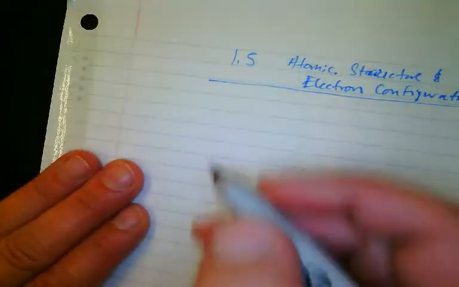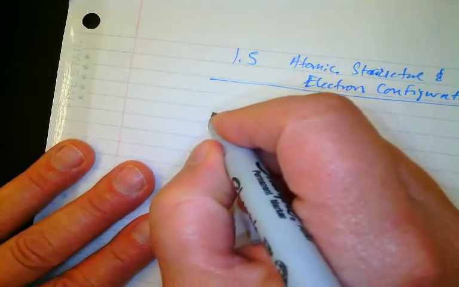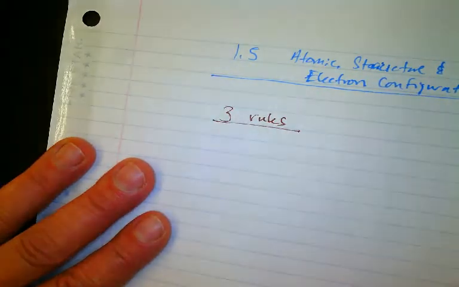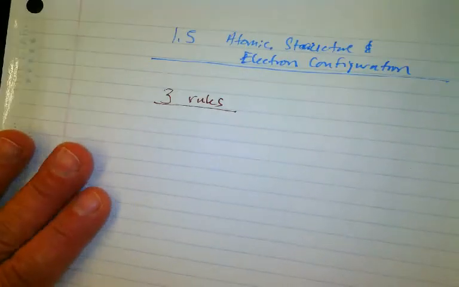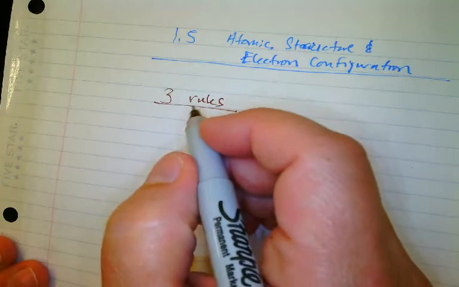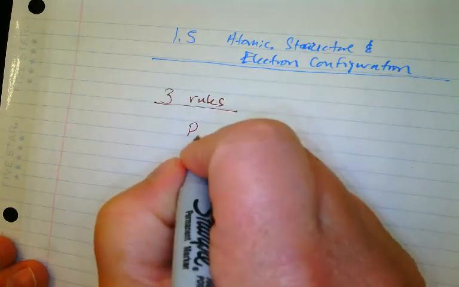So we start with all these rules. We have 3 rules that we have to follow when we do electron configurations. The first rule is from Wolfgang Pauli. It's called Pauli exclusion principle.